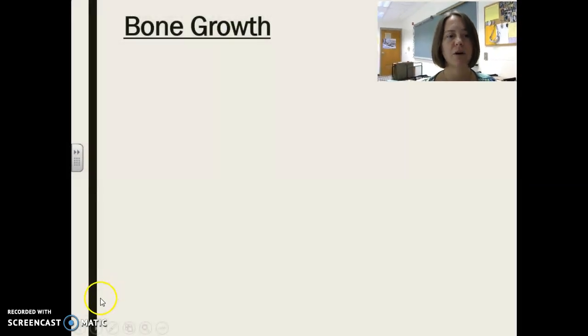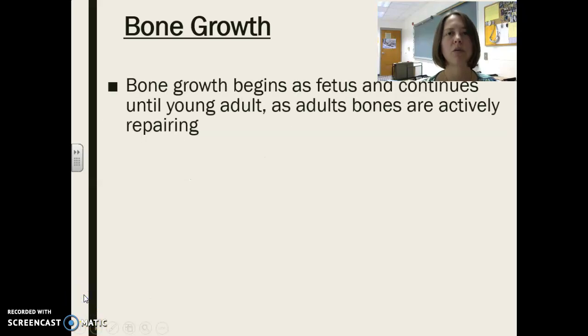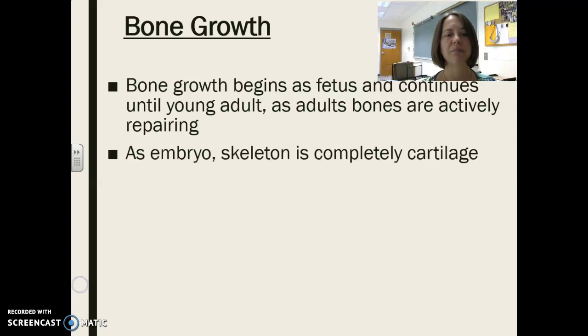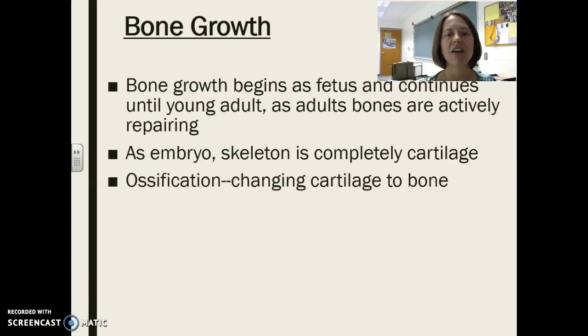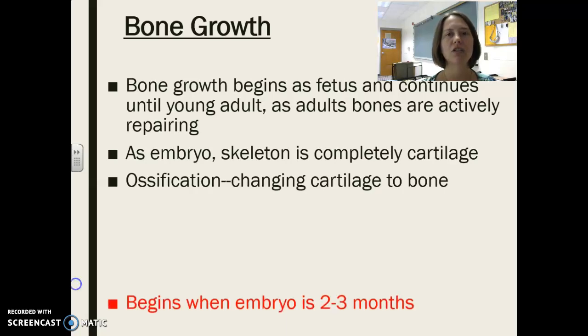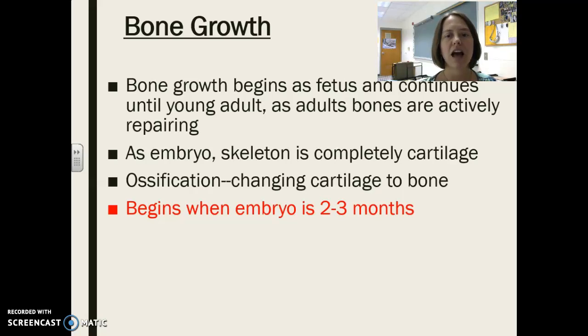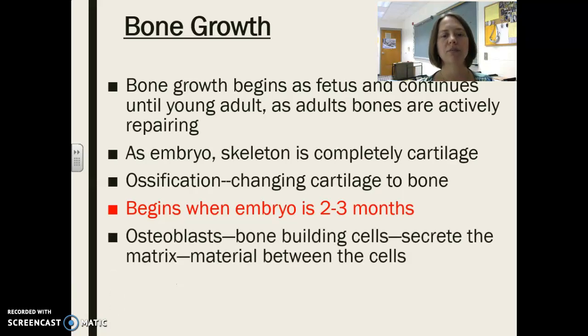We left off talking about bone growth. Bone growth begins as a fetus and it continues until the person is a young adult, and even as adults, your bones are actively repairing themselves all the time. As an embryo, the skeleton is completed, but it's completely cartilage, so it's your skeleton but no bones, just cartilage. And then ossification starts to happen. This is the process of changing cartilage to bone. And that starts to happen, the ossification, when the embryo is 2 to 3 months, so during the first trimester.